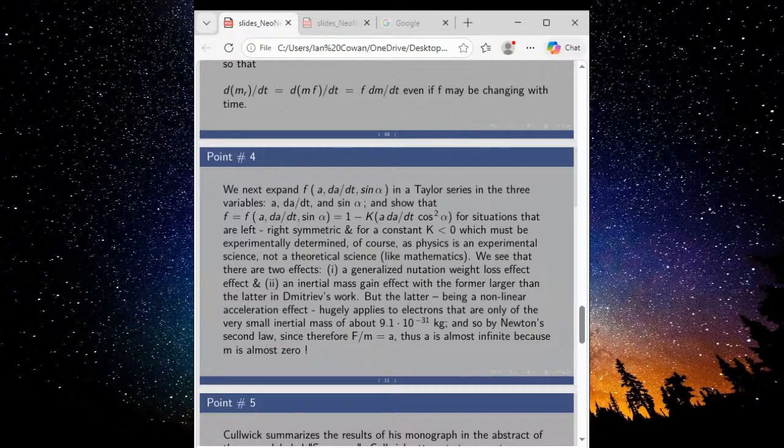But the latter, being a nonlinear acceleration effect, hugely applies to electrons that are only of the very small inertial mass of about 9.1 times 10 to the minus 31 kilograms. And so by Newton's second law, since F divided by m is equal to a, thus a is almost infinite because m is almost 0.